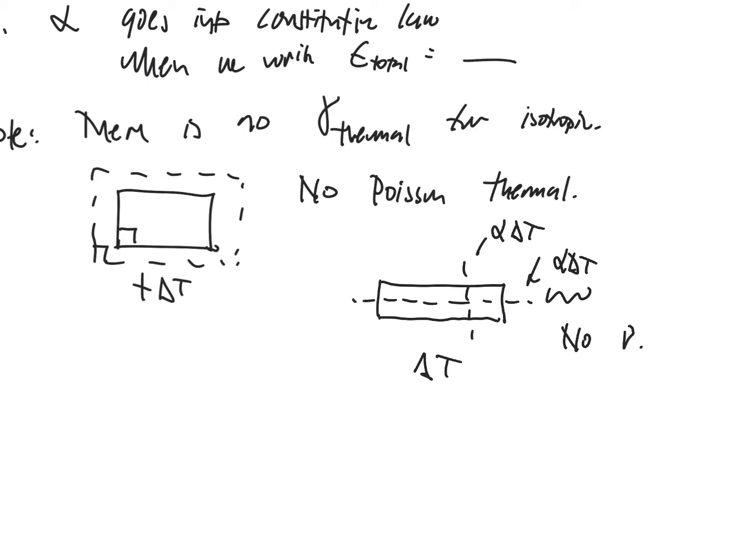So the thermal strain in all directions for an isotropic material is the same. So the epsilon thermal is the same in all directions.